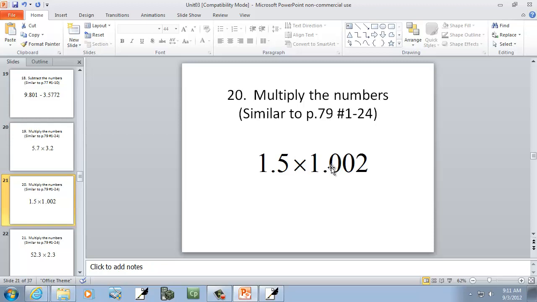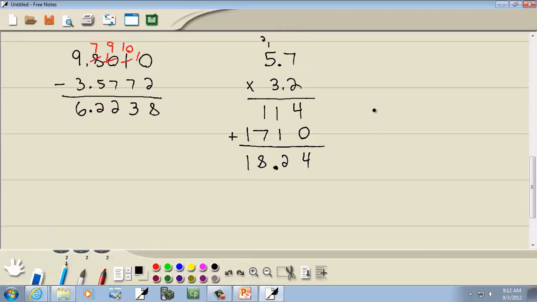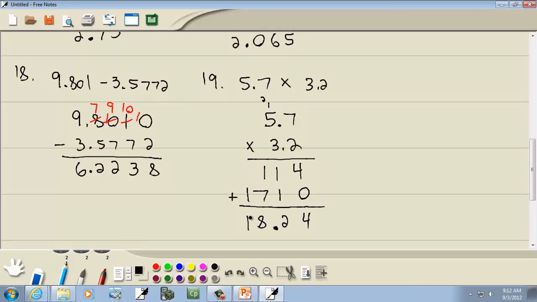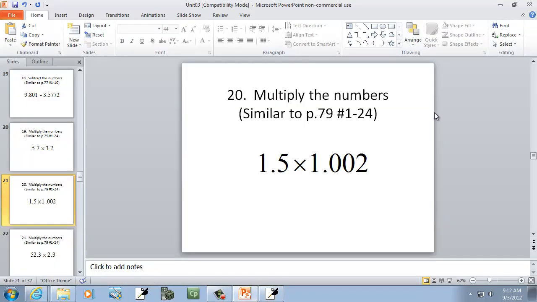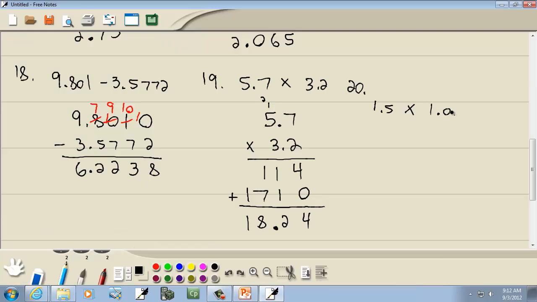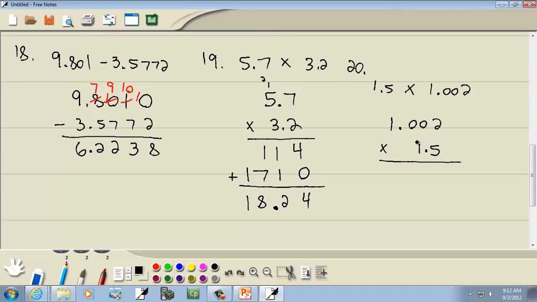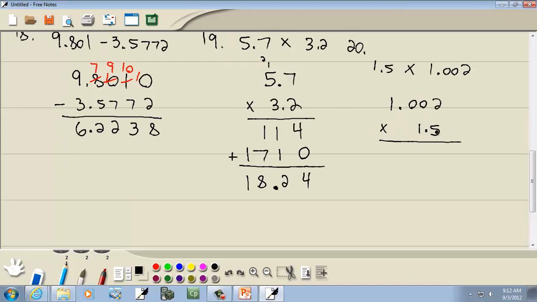Let's take a look at problem number 20. We got 1.5 times 1.002. Now again, personally I like to put the one with the most digits up on top. And then I'll multiply it times 1.5. Now I'm going to multiply just like normal. That hasn't changed. Start my first digit, 5.